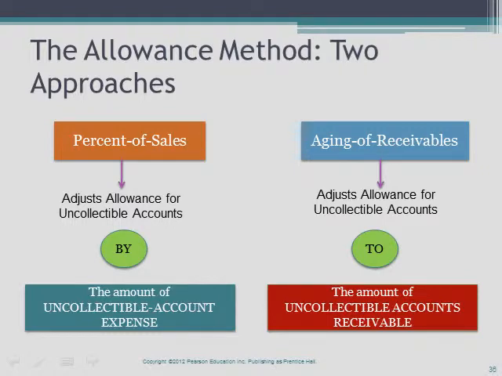Comparing the two methods, one can see that the percentage of sales approach focuses on the amount of the uncollectible accounts expense, an income statement approach. On the other hand, the aging of receivables method focuses on the amount of uncollectible receivables, or a balance sheet approach.